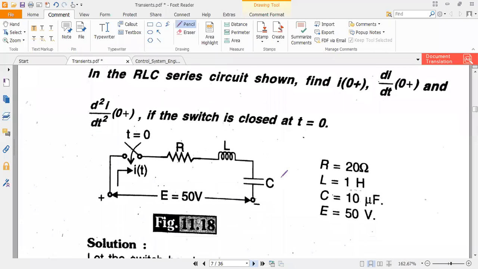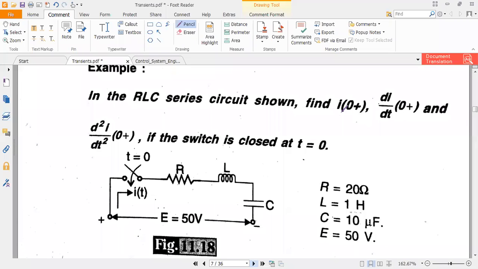Here the given data is the R value, L value, C value and the E value, that is the input voltage value or the excitation value. Then what we have to find: i(0+), which is nothing but the initial condition, and the first derivative and the second derivative of the initial condition.